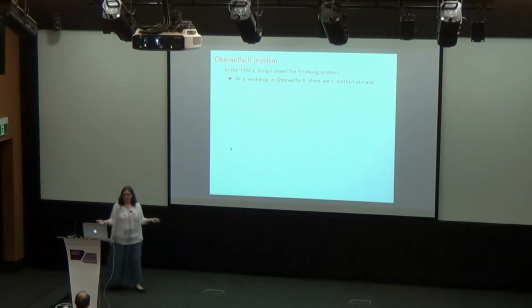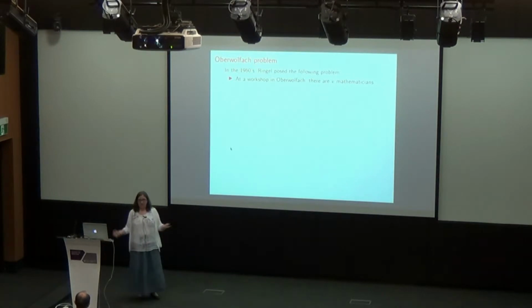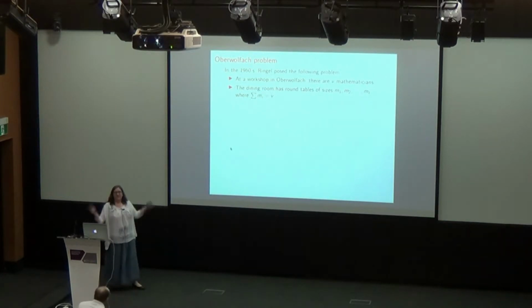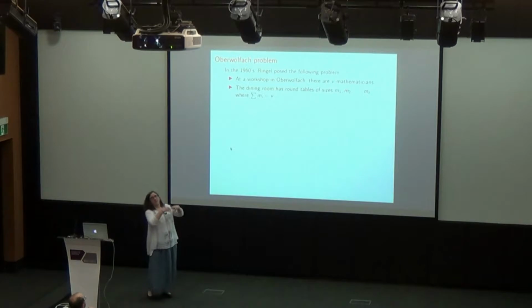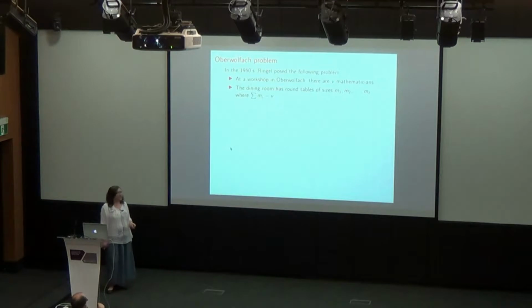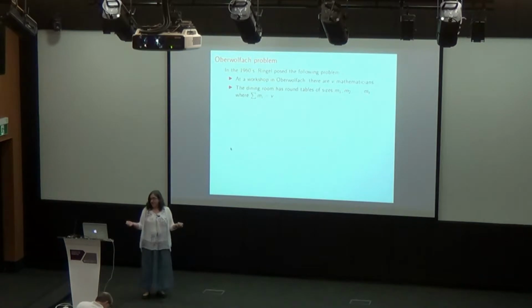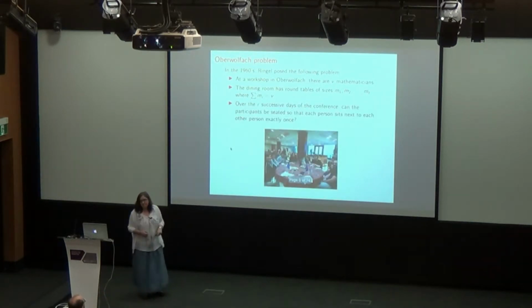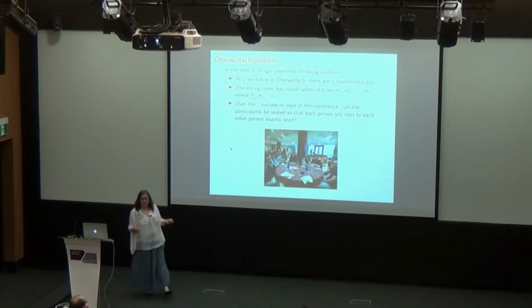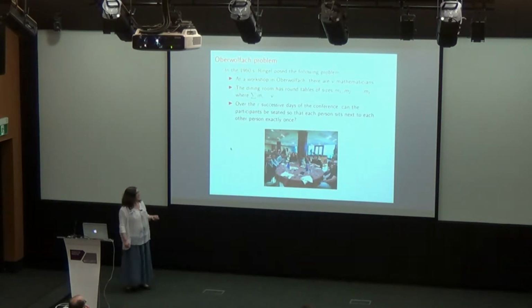So we have a workshop in Oberwolfach, and say there are V people there. Now, if we look at the dining room, there are round tables, and we know the sizes of the tables, and they can seat exactly V people. So when we're talking math at dinner, we want to talk to people that we can actually interact with. So the question is, can we manage to seat the conference participants so that over the successive days of the conference, everybody gets the opportunity to sit next to everybody else exactly once?